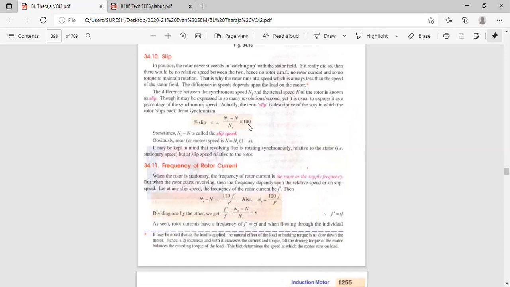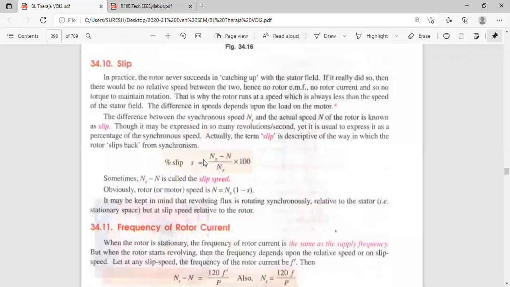Then what is the value of n? It is 0. Write down n is equal to 0. Then what is this? Substitute n as 0 here: Ns by Ns is 1. Write down slip is 1. Slip is 1 at standstill.